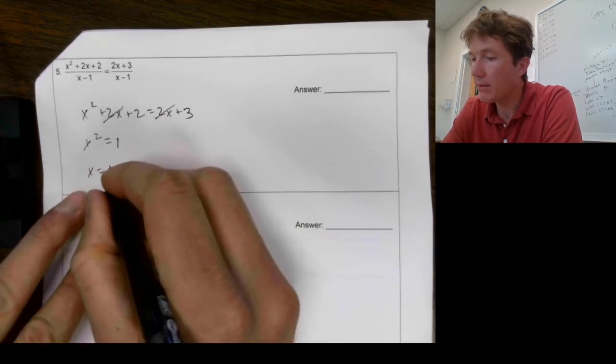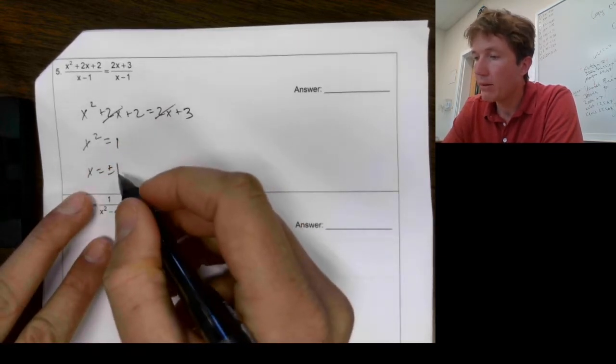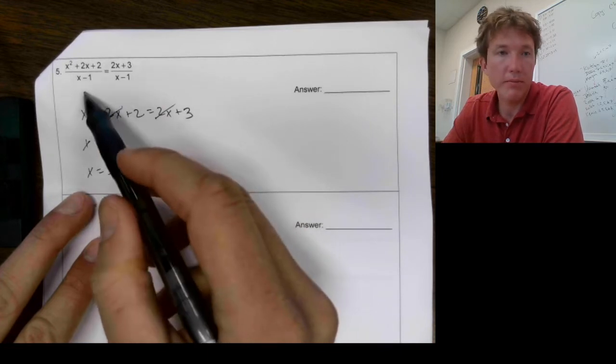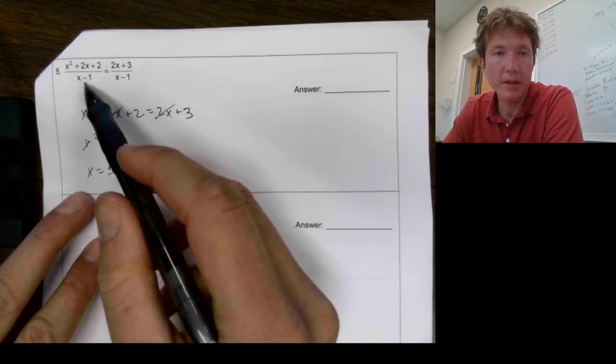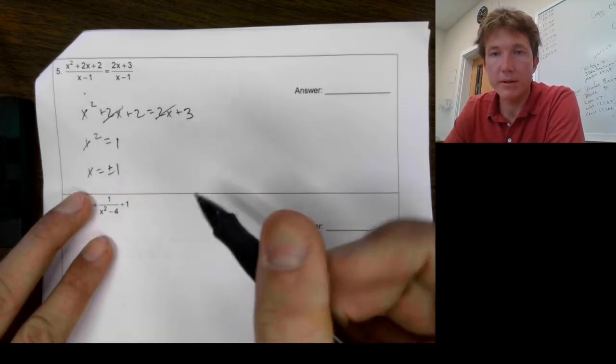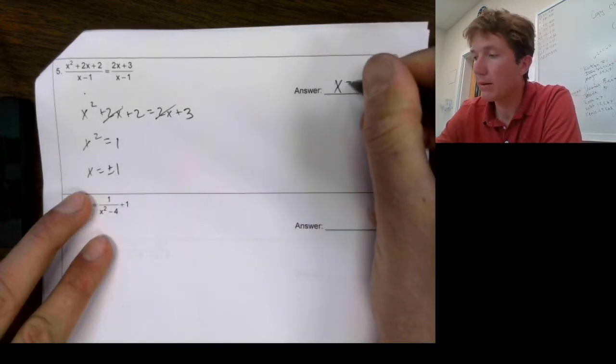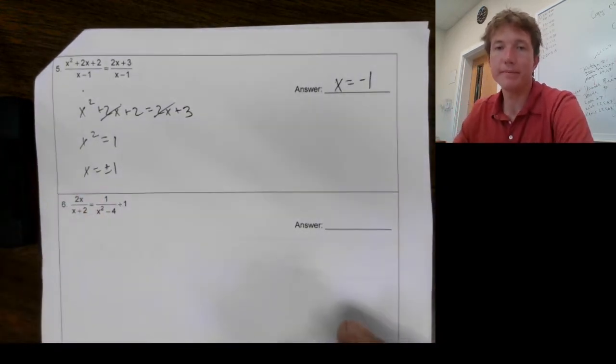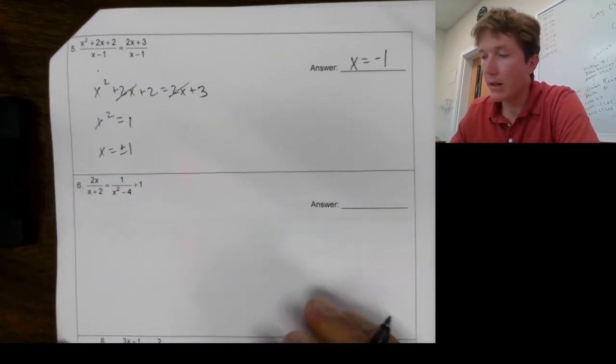x equals plus or minus 1. We're going to plug in these. 1 minus 1 is 0, so that's not going to work. But negative 1 minus 1 is negative 2. So I just have the one solution, x equals negative 1. Alright, next one.